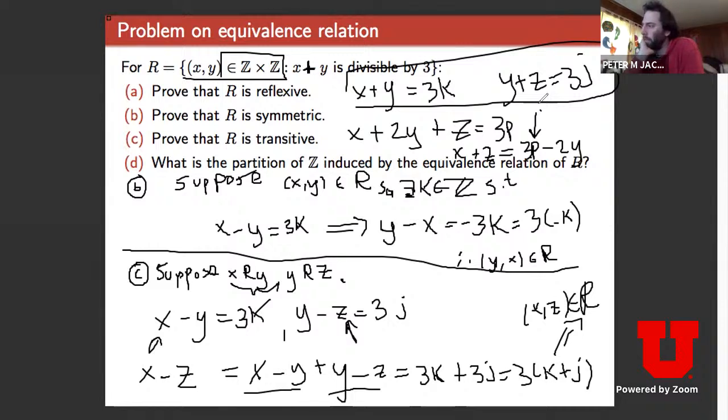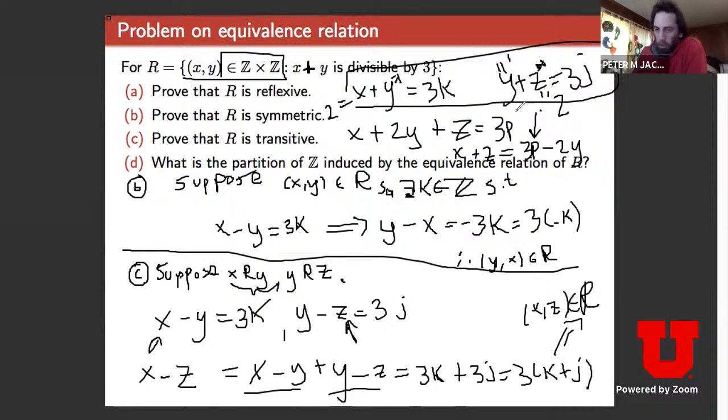So let's think more about this. We want to show that if x plus y is divisible by 3 and y plus z is divisible by 3, it's not necessarily the case that x plus z is divisible by 3. So let's set x equal to 2 and z equal to 2 and y equal to 1. So then 2 is not divisible by 3. But y is equal to 1 here. Sorry. Yes. Okay.